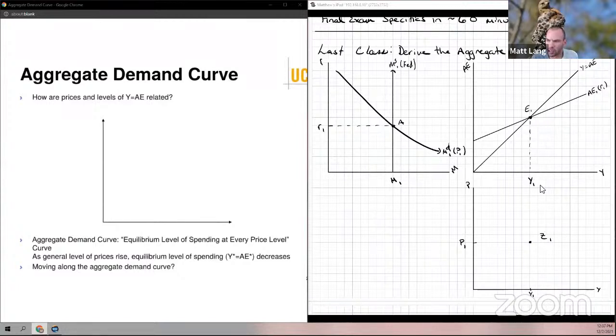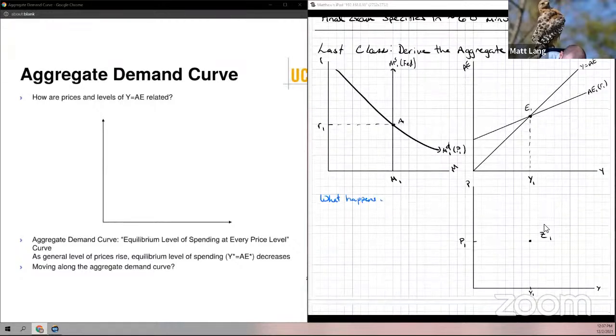And then we can project this equilibrium in the spending market and this price level right here in the money market onto another graph, okay? So that gives us this point Z1. Now, I'm going to derive this really quickly and just go through what happens when prices fall. Okay, what happens when prices fall?